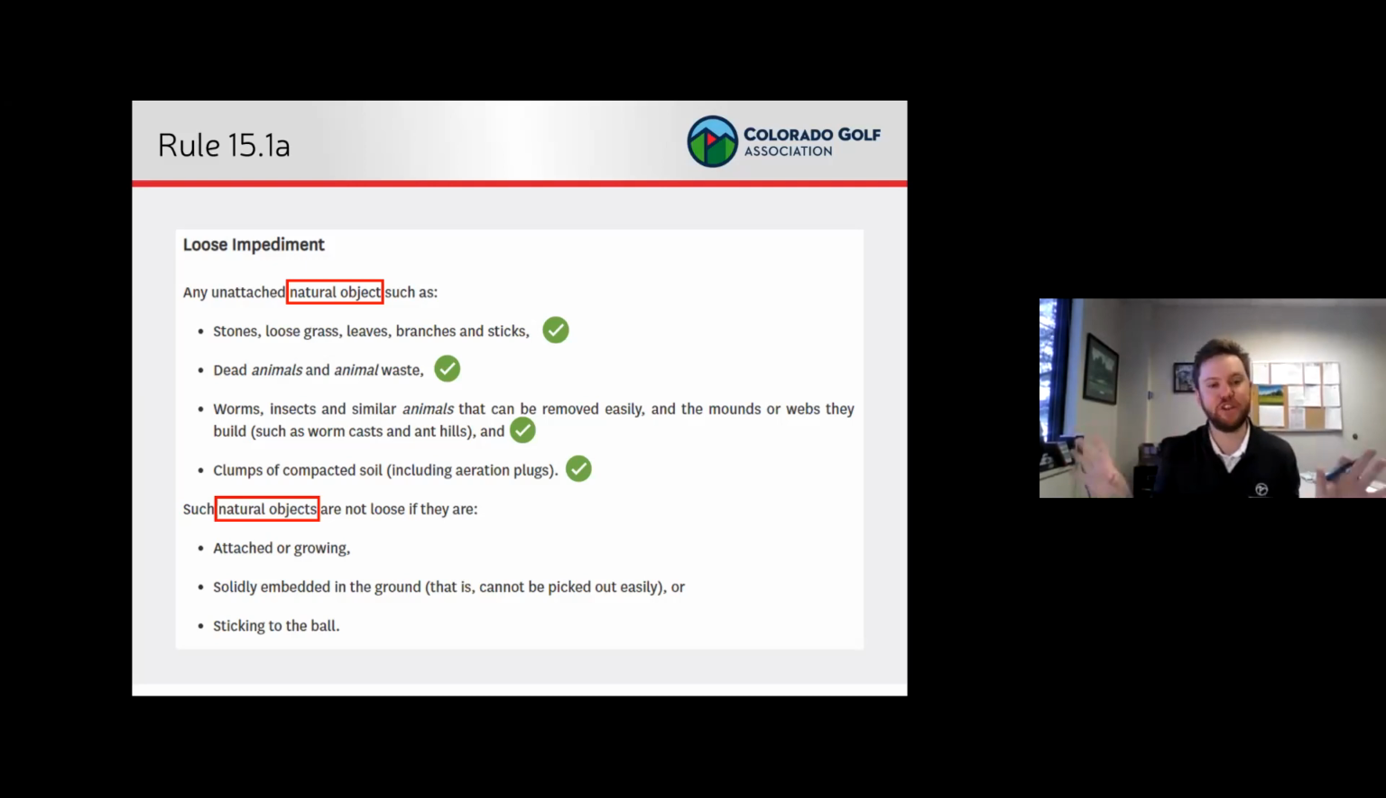So I think there's a big difference there. And there is, but you can tell a big difference if you ask, well, can I move it? Is it a clump of compacted soil, or is it sand or loose soil? I'd say if you don't know, then don't move it. There can be a fine line, but if it's a clump of compacted soil, and it says including aeration plugs, not limited to aeration plugs, then you can move that. It's a loose impediment as long as your ball doesn't move. But again, just an important delineation there between clumps of compacted soil, compacted being the keyword, versus sand or loose soil. Didn't highlight that necessarily here, but just something to think about.